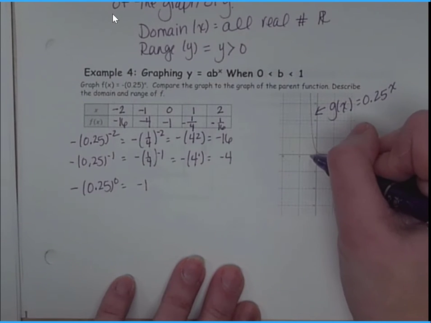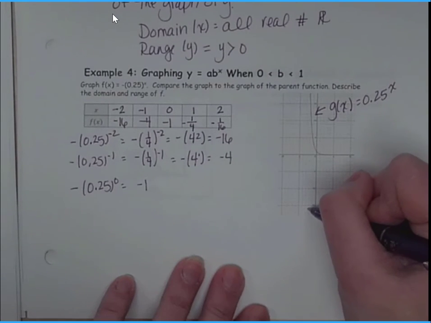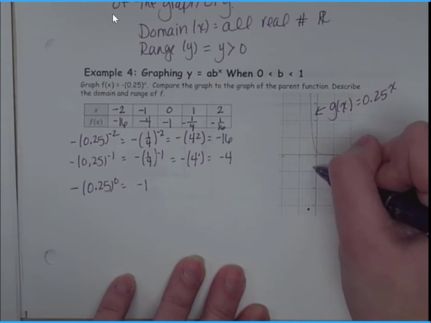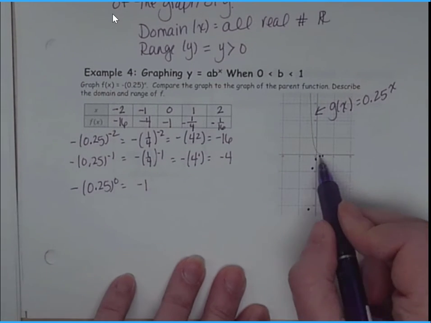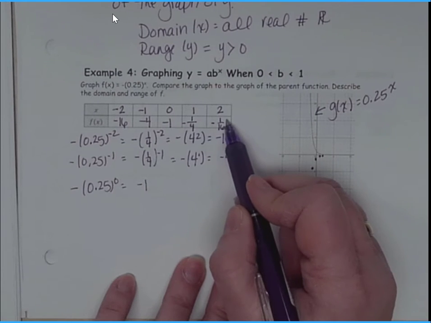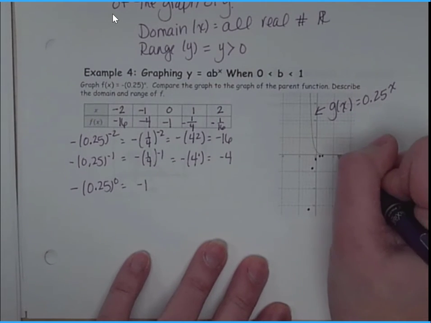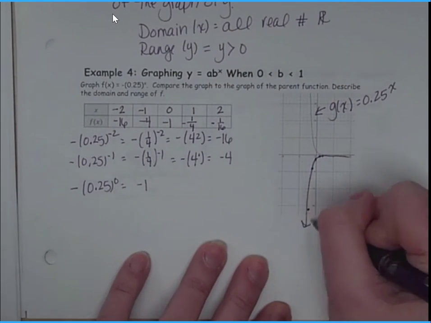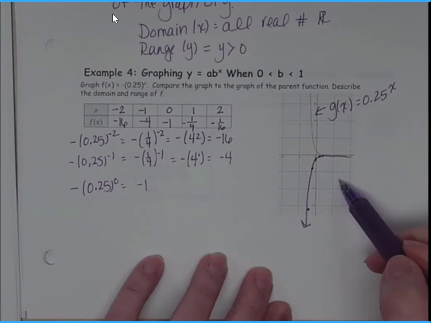So let's take a look then. If I've got -2, -16, -1, -4, 0, -1, 1, -1/4, and even smaller. Now, I'm never going to get to 0, but it's going to get pretty darn close.